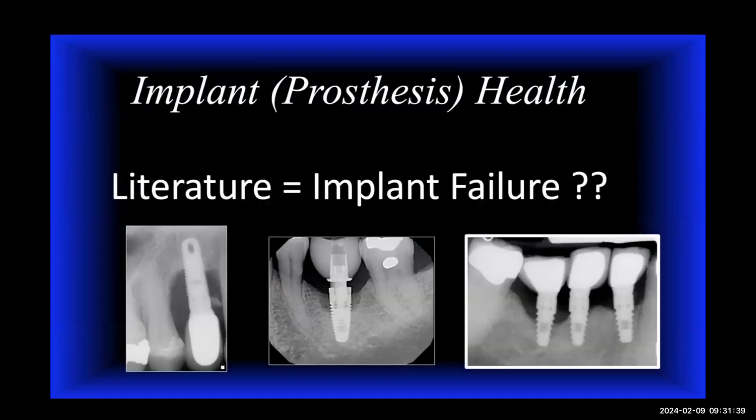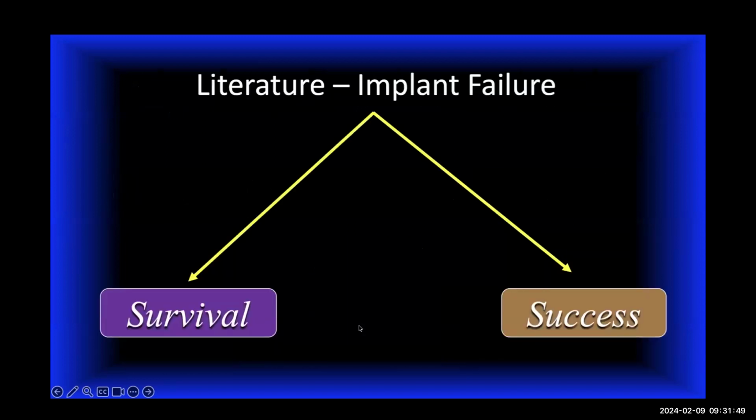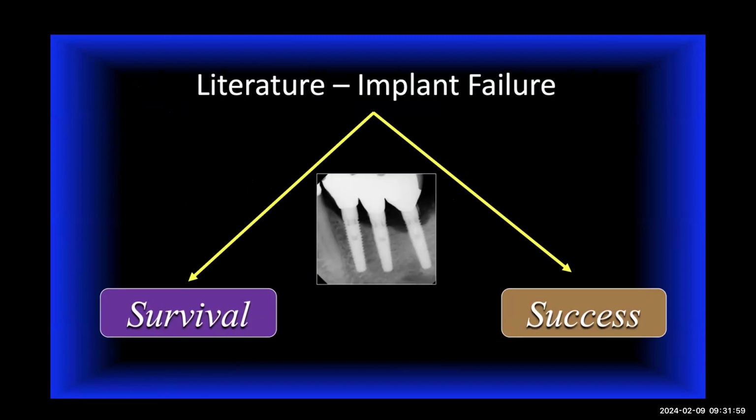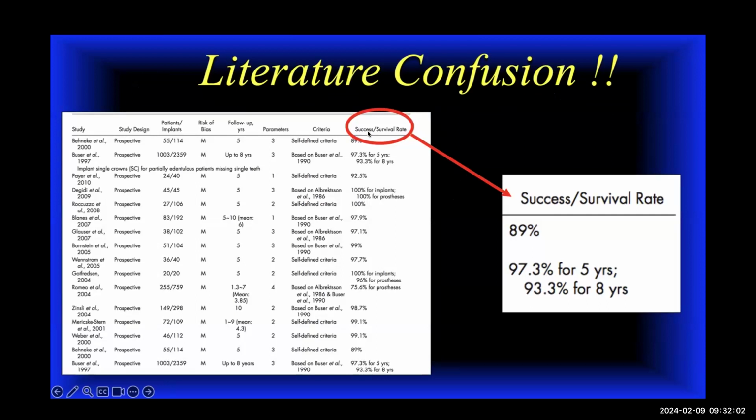So let's look at another literature issue that we have, and that is called implant failure. How do we define failure? If we look at failure, there are 2 terms associated with implant failure when we look at the studies: survival and success. A lot of studies will use success, a lot of them will use survival. There's a big difference. So if you hear people say that I have 100% success or this study is 98%, it's never that high.